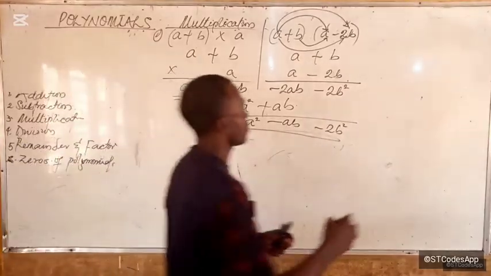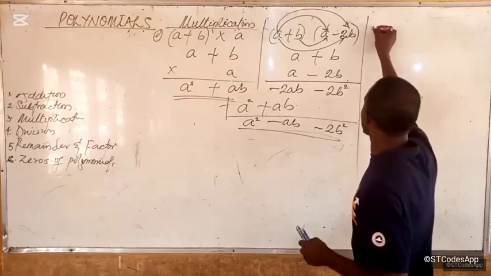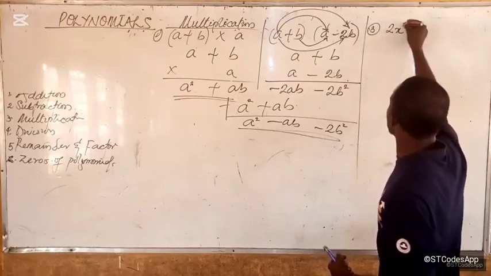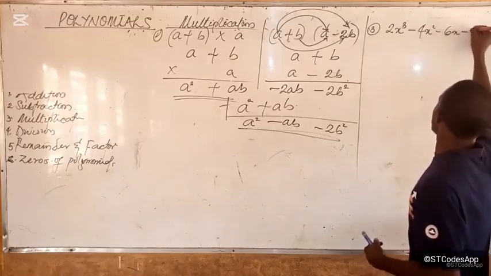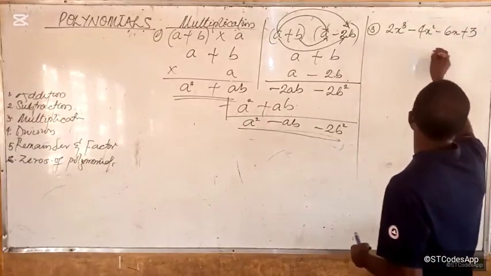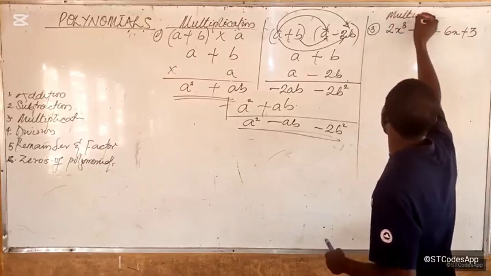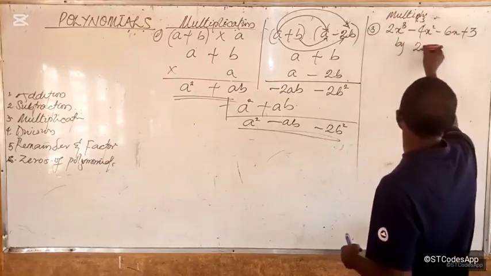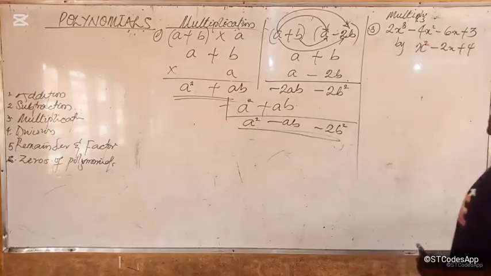All right, let me solve one more. Let me solve one that might look a little complex, even though it's not complex. Number 3, what if we had something like 2x cubed minus 4x squared minus 6x plus 3 to be multiplied by, so the question says multiply this by x squared minus 2x plus 4.